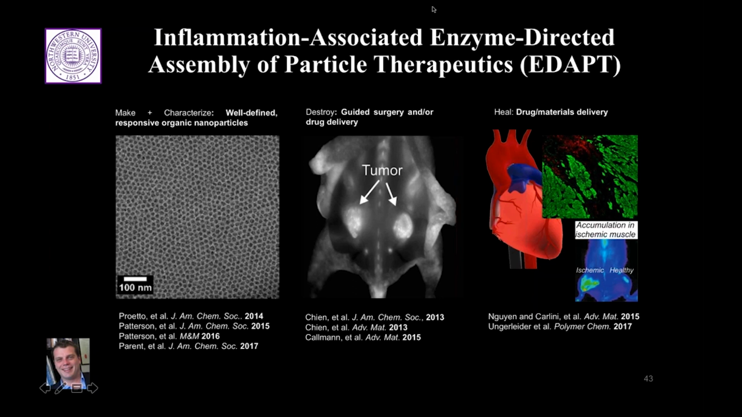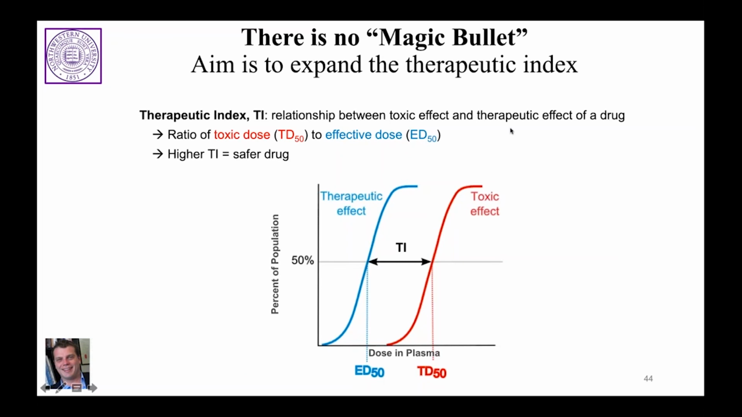Where we really got interested was in the fact that there is simply no magic bullet. And so this idea that you can develop a very well-targeted agent that can be intravenously injected and will then go and seek out its target without having any other effect is just not reality. And so our real aim, whether we're developing polymeric carriers, nanoparticle-based carriers, or even small molecule modifications in traditional sort of medicinal chemistry approaches, our real aim is to expand the therapeutic index.